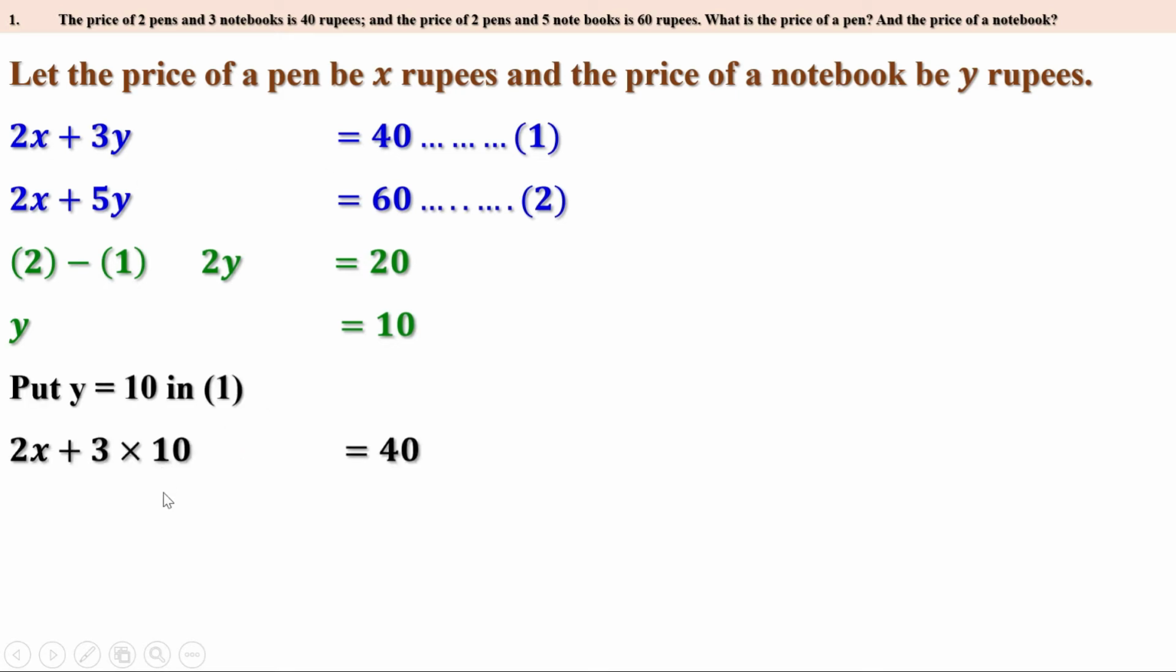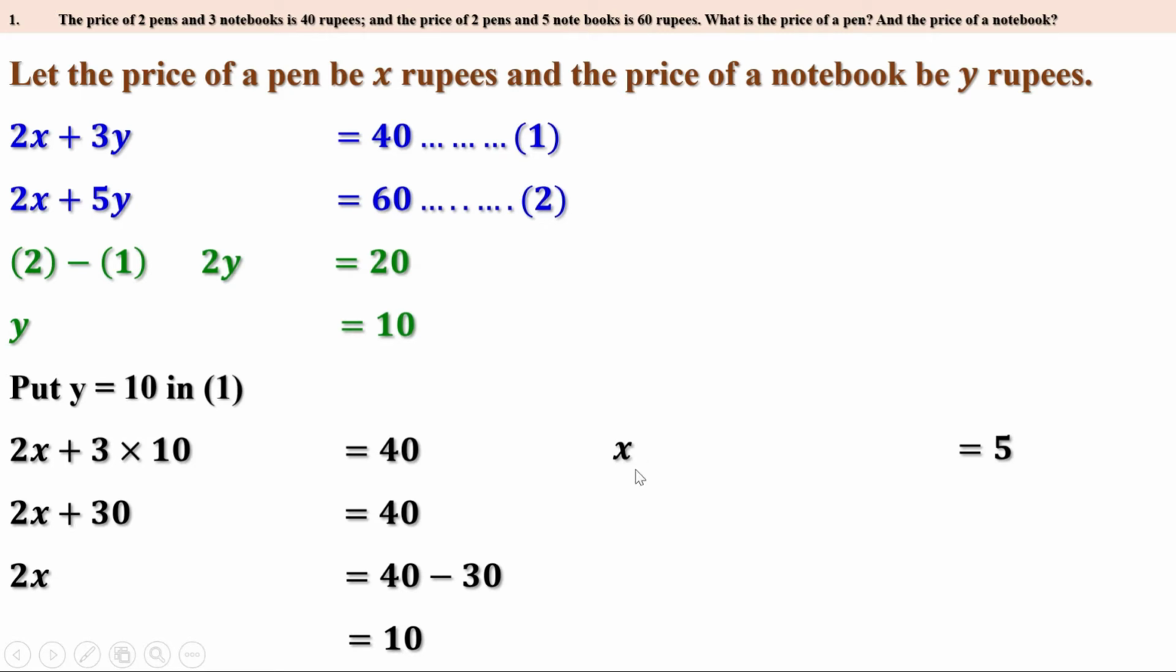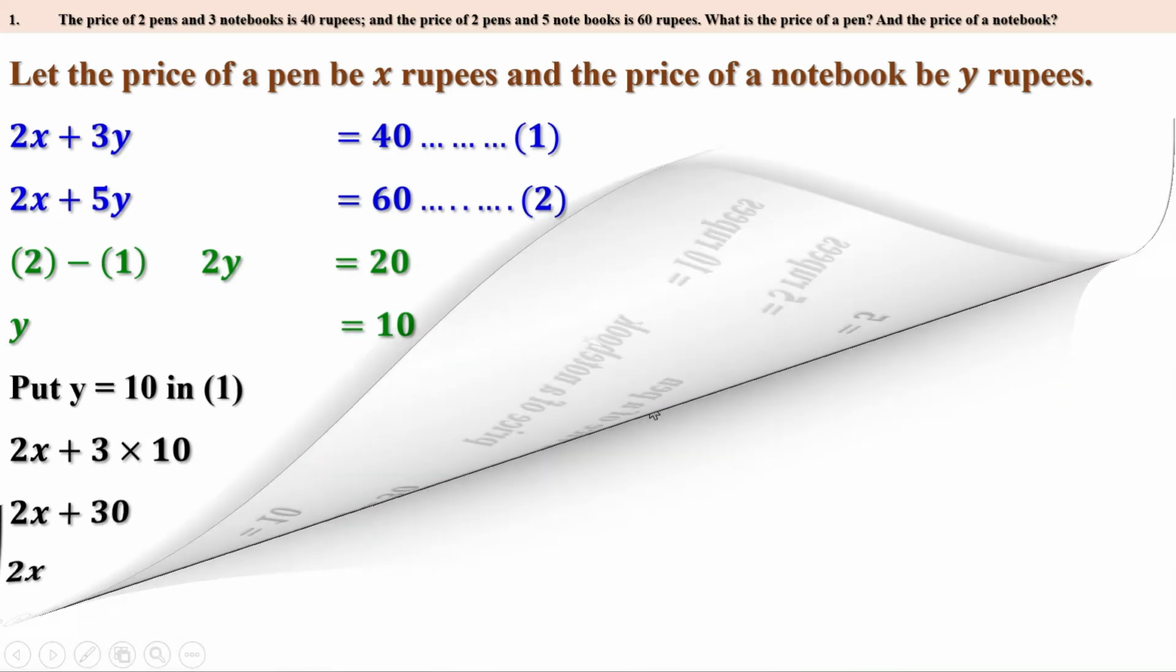3 into 10 is 30. So we can simplify it as 2x plus 30 equal to 40. Taking 30 on the other side, we can write 2x equal to 40 minus 30, or 10. Taking 2 on the other side, we can write x equal to 10 by 2, or 5. x is 5 means price of the pen is 5 rupees. y is 10 means price of the notebook is 10 rupees.